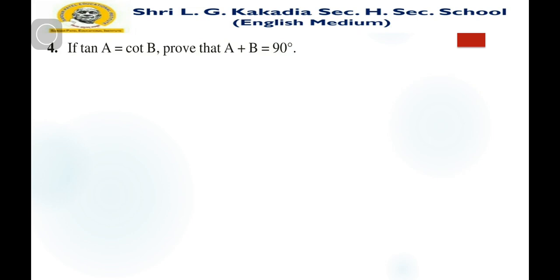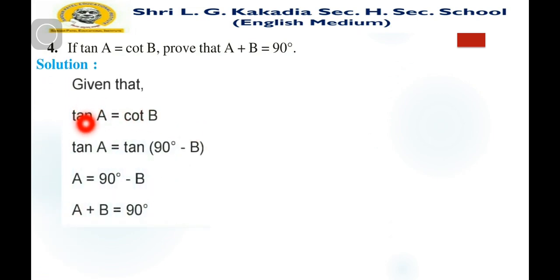Now tan A is equal to cot B, prove that A plus B is equal to 90. Easy, you can see that tan A is equal to cot B, we can convert tan A into cot or cot into tan by complementary angles. So solution: given that tan A is equal to cot B, let us put the complementary of cot B. So tan A, the complementary of cot B is tan(90 - B). So A is equal to 90 minus B, then A plus B is equal to 90.